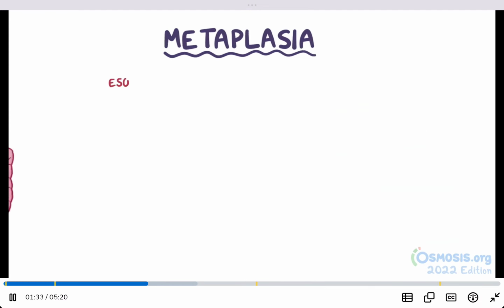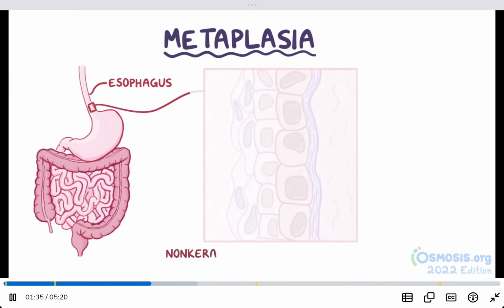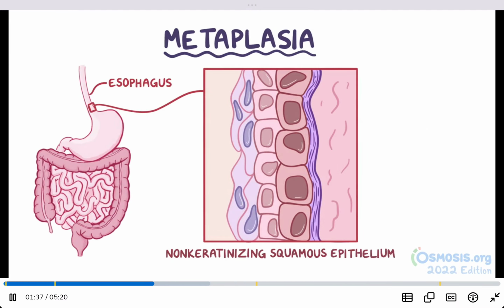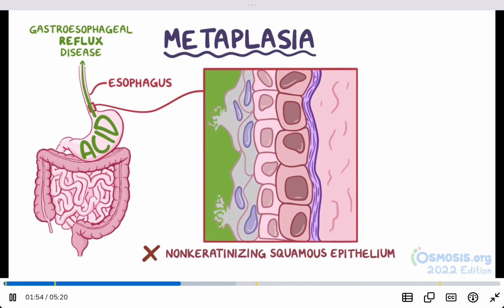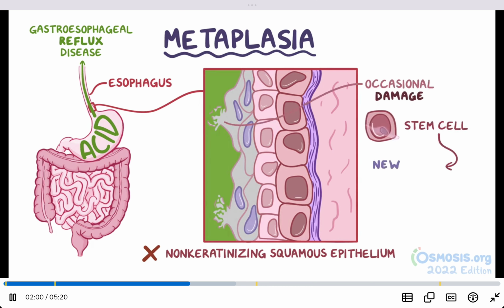Another example is our esophagus, which is lined with a non-keratinizing squamous epithelium. These cells are adapted to withstand the passage of food going down to our stomach. However, in case of gastroesophageal reflux disease, acid from the stomach makes its way up into the esophagus on a regular basis. Esophagus cells are not well suited for chronic contact with acid and can get damaged. Normally, when there's occasional damage, stem cells differentiate into new squamous epithelial cells to replace the damaged ones.